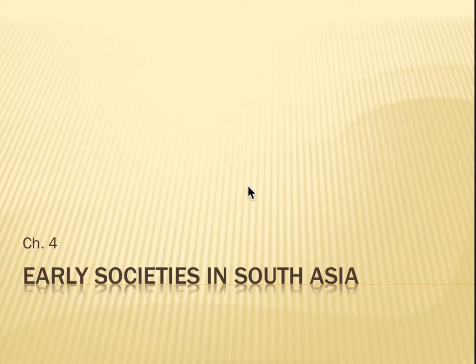So this is chapter 4, Early Societies in South Asia. And this chapter is pretty much all about India and how India came to be the society that we know today. So today we're going to look at the start of this area in terms of the geography and the people that come in. And it starts with the Harappan society.